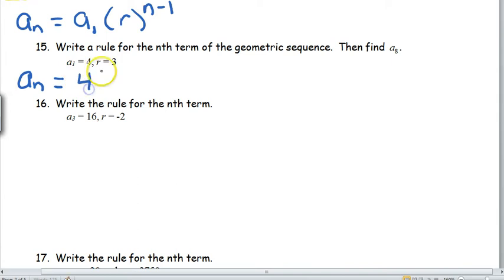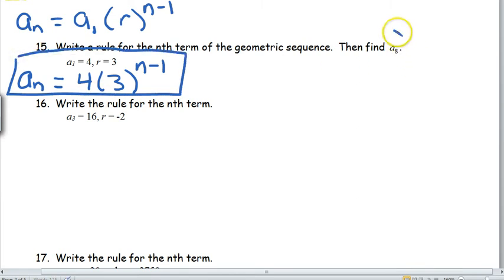Equals 4 times 3, right, to the n minus 1 power. Okay? That's it. That is the rule. They gave us A1 and R. Those are the two things I needed. Please do not multiply the 4 and 3 and make 12. That doesn't work out. The order of operations prevents that. So that is the answer.